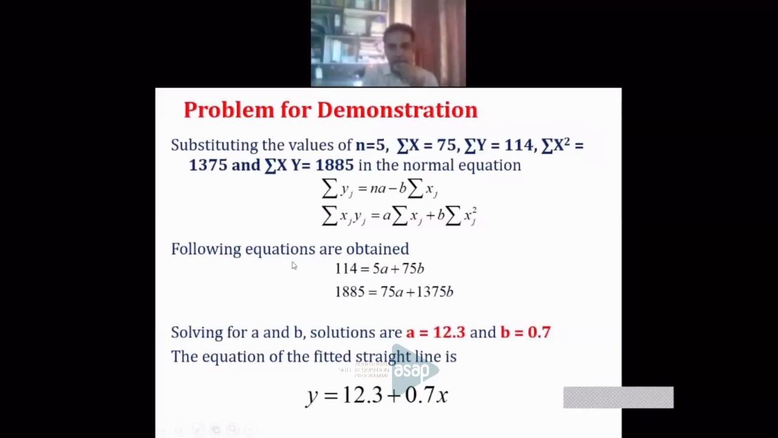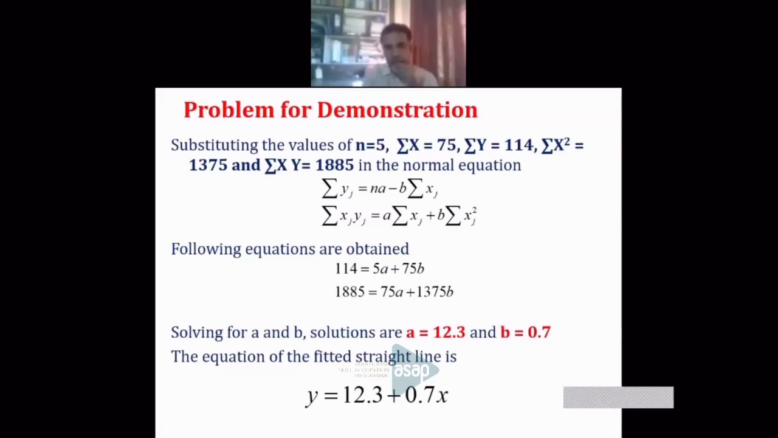When you solve these equations, you get a equals 12.3, and b equals 0.7. And the equation of the straight line that you need is y equals a plus bx, 12.3 plus 0.7x. This becomes the straight line equation you need. This is how we adopt it. I request you to note there is an equation correction required, some issue has happened.